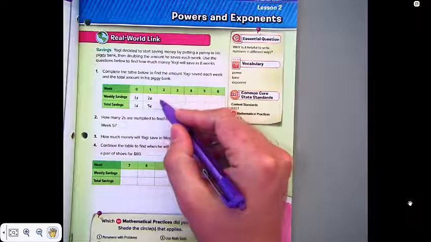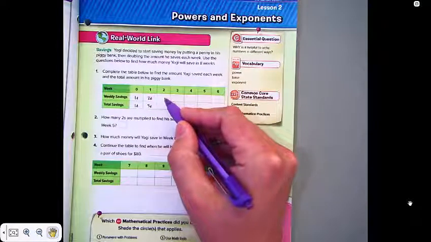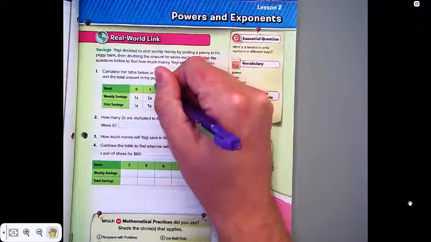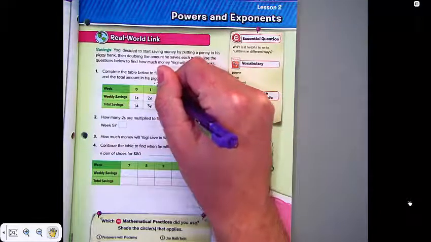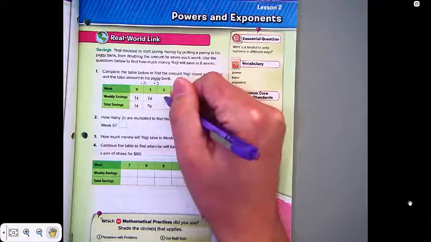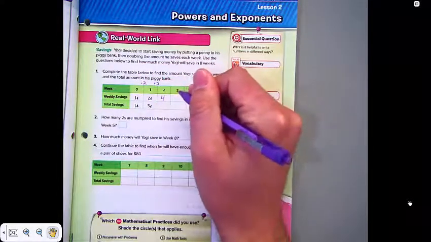This 2 here, we're not going to put a 3. That's a +1. That's not what we're doing. That's not a power or exponent. Powers and exponents have to do with multiplying. So we are actually multiplying right here times 2, just like we did right here. So 2 times 2 is 4. So we put a 4 right there.